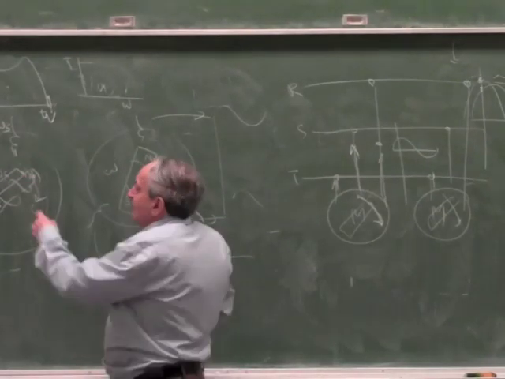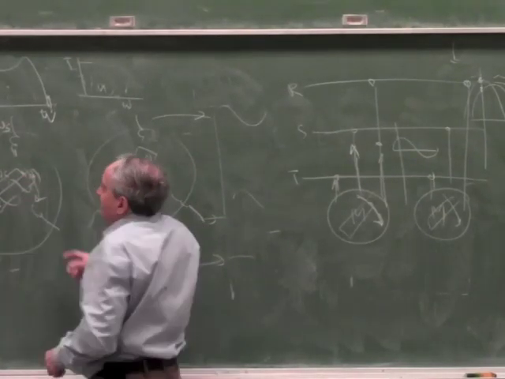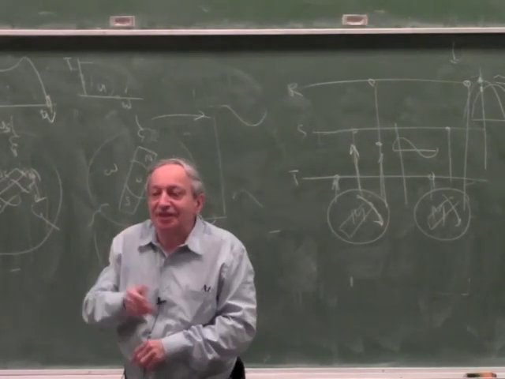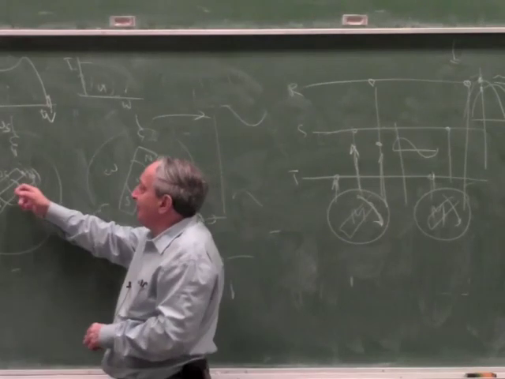But what happens if you force this to go faster than the synchronous speed? So you are reversing the direction of the slip. This is now moving faster than the field.